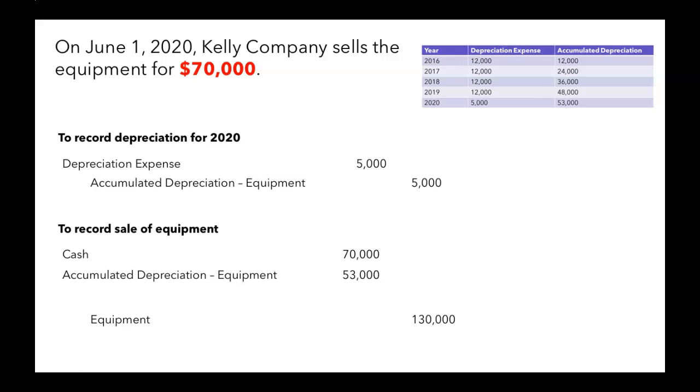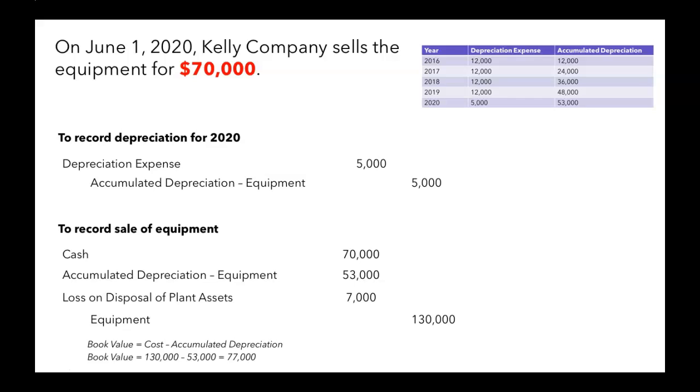Now, again, your debits and credits don't equal. So we need to figure out if we have a gain or a loss. So we find our book value. Our book value is still $77,000. So this equipment to us is worth $77,000. We sold it for only $70,000, meaning we have a loss on the disposal of plant assets of $7,000.